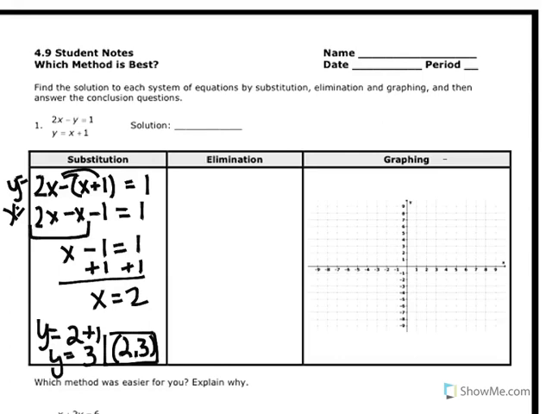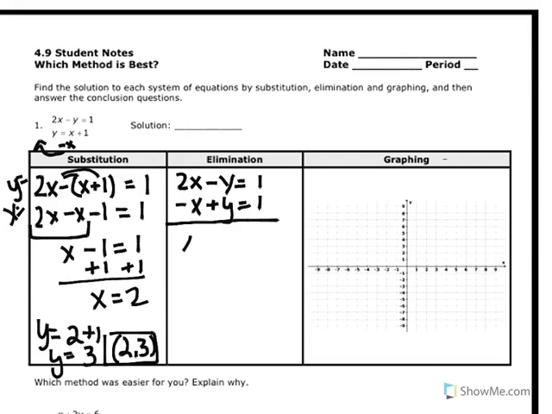Now remember, on elimination, we need to make sure everything is lined up. So I'm going to rearrange this equation. This second equation, I'm going to subtract x and move it over to the other side. So the first equation says 2x minus y equals 1. And then when I subtract x on the second equation, I have negative x plus y equals 1. So once I've rearranged, now I can use elimination.